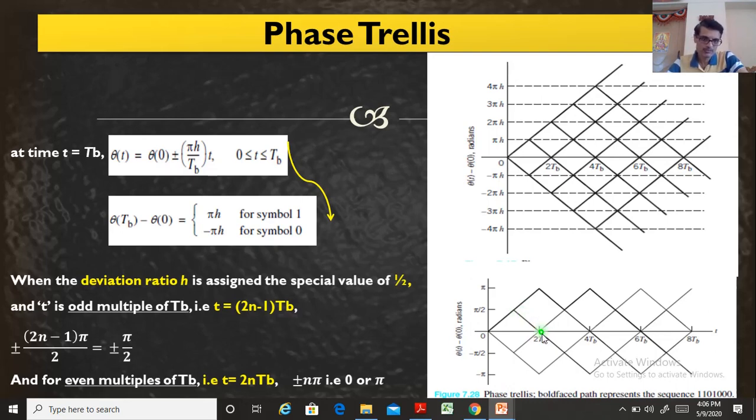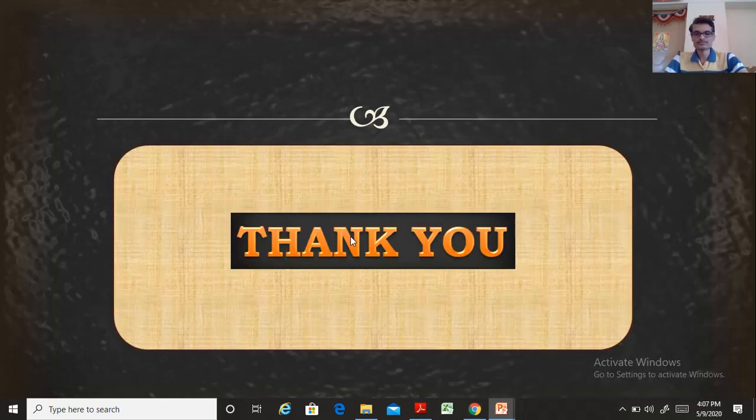If the bit is 0, or if the bit is 1, this is the phase at the beginning and this is the phase at the end. That means pi by 2 to pi. We are going to change the phase continuously between pi by 2 and pi. This is for 1, and this is for bit 0. If the first bit itself is 0, I change the phase something like this. This dark line represents the phase variation for this particular number.